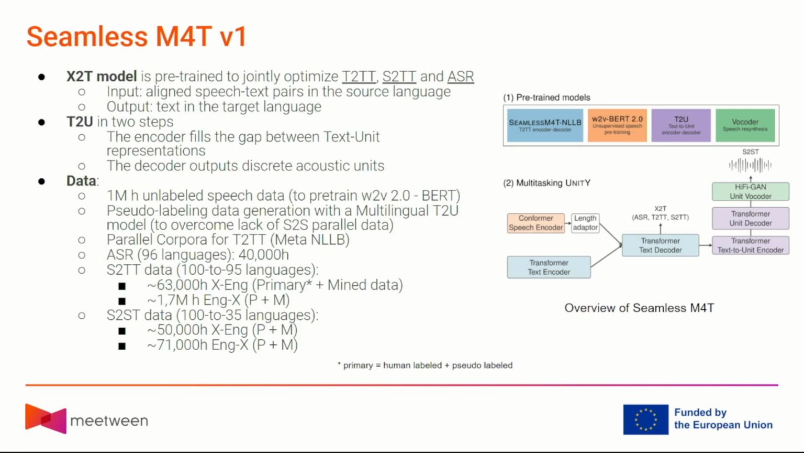The sort of data that Seamless M4T, that's the name of the model, uses, you can see from the list. A lot of this, the largest part actually, is unlabeled data.